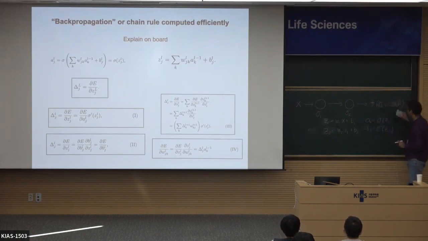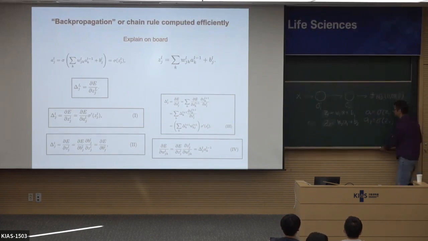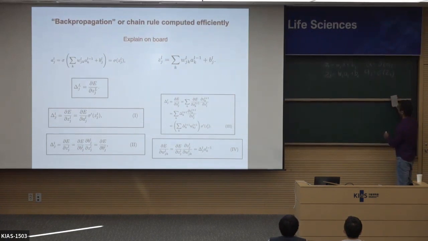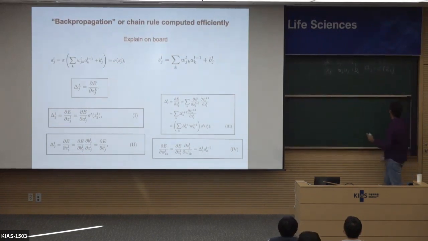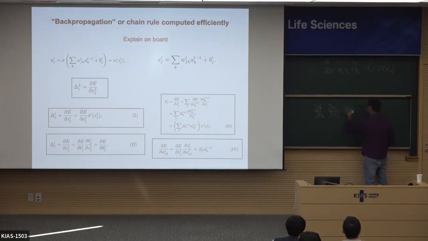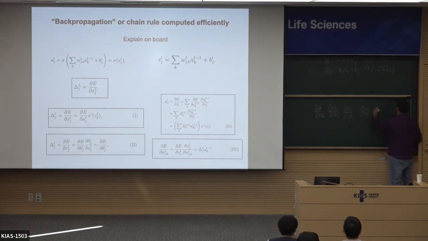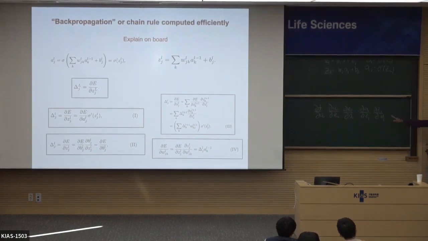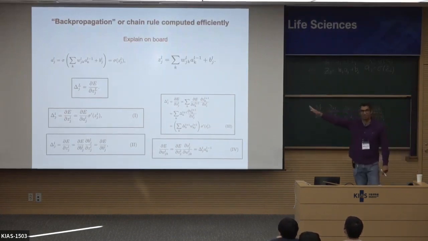So let me move this up here. What I do is I say, look, it's df/dA2, dA2/dZ2, dZ2/dA1, dA1/dZ1, dZ1/dW1. So I can just go through and multiply, and that's the chain rule. All right. So the claim is these equations are the same as those equations. That's all that's going on here.